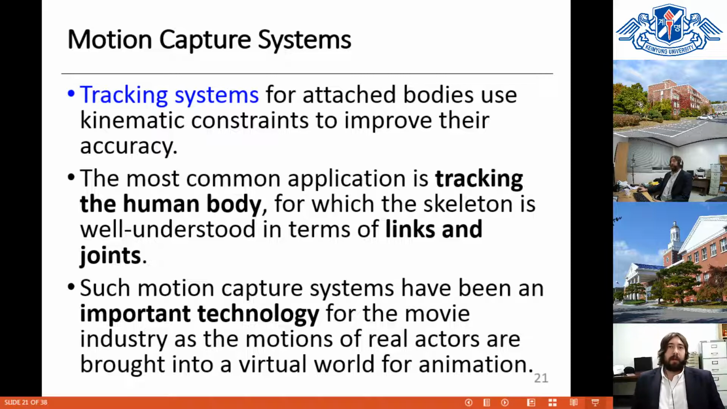Next we can talk about motion capture systems. Tracking systems for attached bodies use the kinematic constraints to improve their accuracy. The most common application is tracking the human body, as I mentioned before, for which the skeleton is well understood in terms of links and joints. Such motion capture systems have been an important technology for the movie industry, as the motions of real actors are brought into the virtual world for animation. It was well demonstrated in the first tutorial we have watched today.